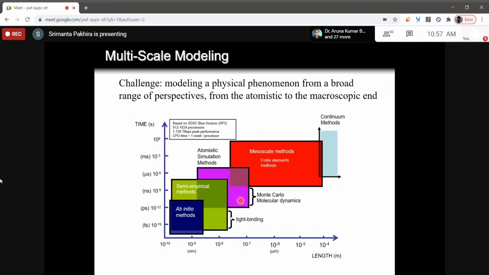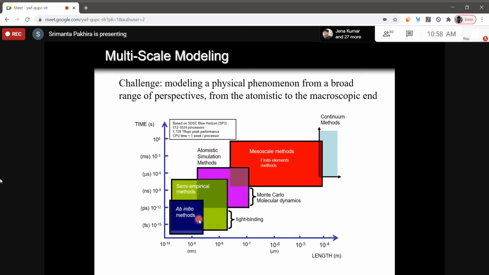Here, we are in the femtosecond range when the electron transition happens, where we are focusing on the electron particle. We generally use ab initio methods, which include Hartree-Fock and density functional theory. Then quantum Monte Carlo. There are two types of Monte Carlo: classical Monte Carlo and quantum Monte Carlo. Quantum Monte Carlo comes in the ab initio area, and classical Monte Carlo comes in atomistic simulation.